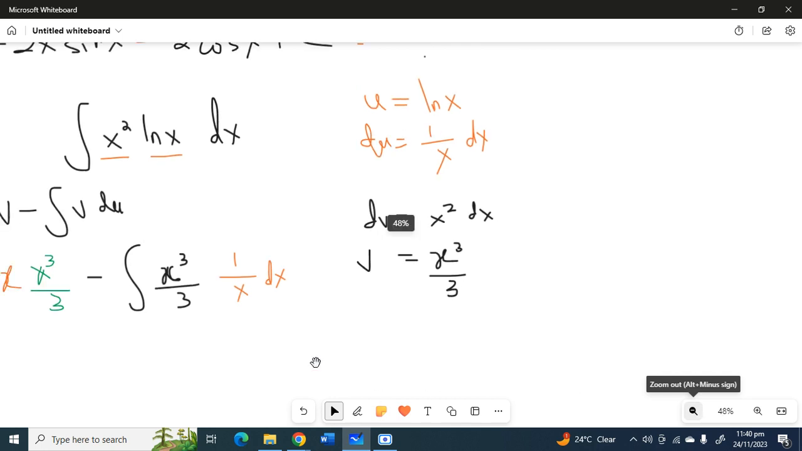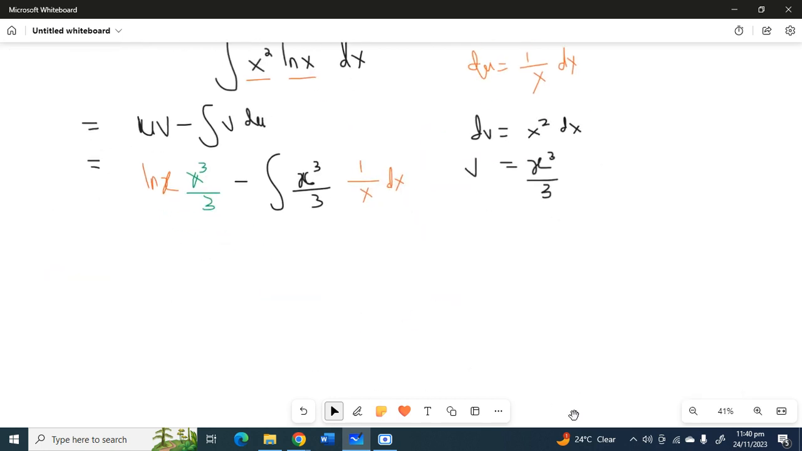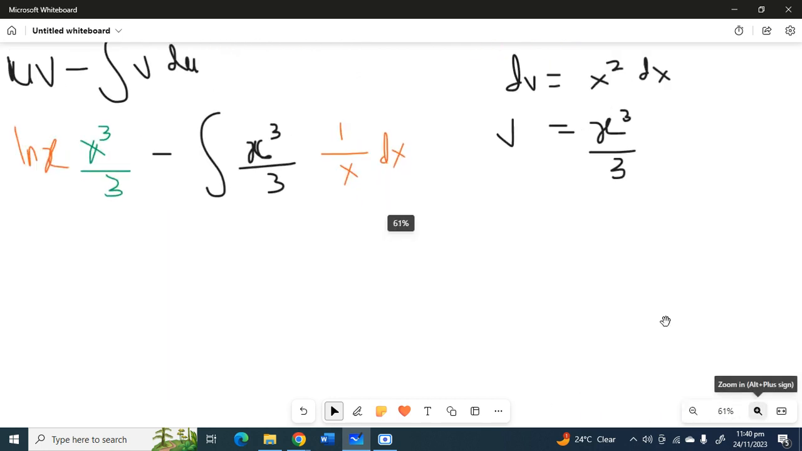Okay, so we can simplify this part where we have x cubed over 3 multiplied by 1 over x. We can get rid of the x. This x at the bottom goes, remaining with x to the power 2. All right. So if we want, we can separate this 3 in the denominator. We can bring 1 over 3 in front of the integral, or we can integrate as it is here.